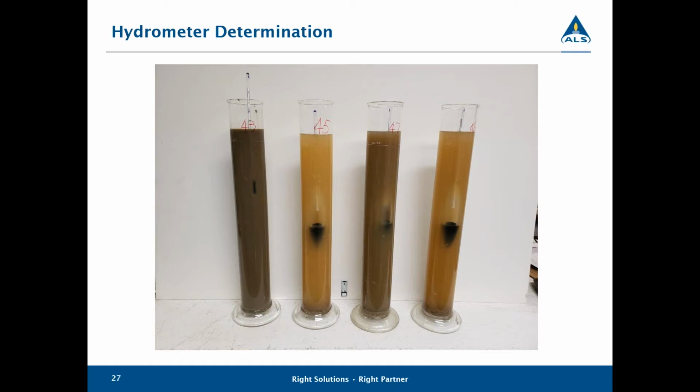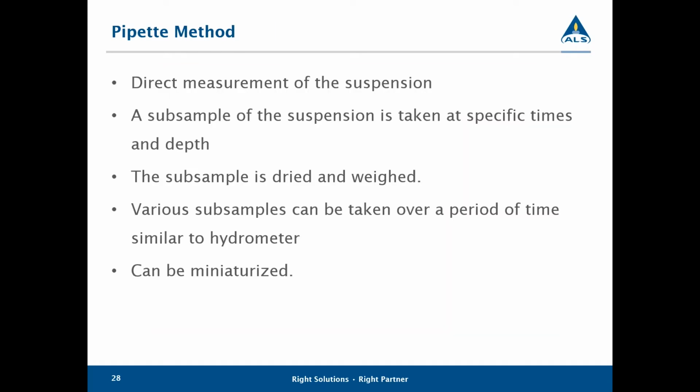The second method of doing sedimentation would be the pipette method. The way that the pipette method works is it's a direct measurement of the material in suspension. The subsample is taken of the suspension in the same way that the hydrometer readings are done, except where we actually take a subsample. And it has to be taken at specific times and depths. If you vary the depth, you're adding in extra uncertainty to the results. That subsample is then dried and weighed, and that gives us a direct measurement of the actual material itself.